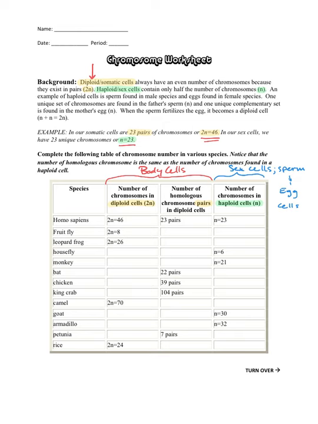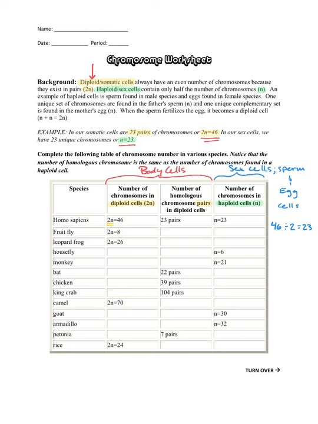Knowing that, let's go over how to do the math here. First, let's review that 2N is an abbreviation for diploid. In humans, again, we have 46 chromosomes in a diploid cell, and we have 23 pairs of chromosomes in a diploid cell. Contrast that with haploid cells that have 23 chromosomes, because 46 divided by 2 gives us 23. That's the math that we're going to use first.